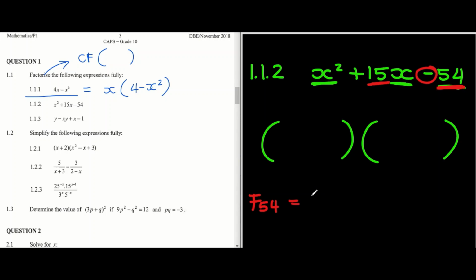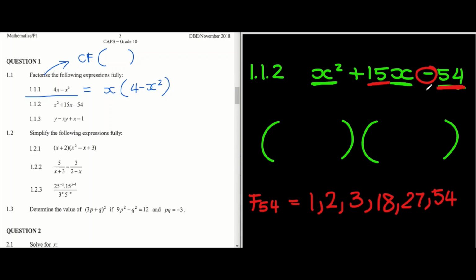So if we go 1 times 54, those are both factors. That would give me 54. We could say 2 times 27 gives me 54. Okay, so those are both factors as well, 2 times 27. And then we can keep going. We could say 3 times 18 is 54, and there might be a few more. What we're going to do, let's check these ones that we have already.